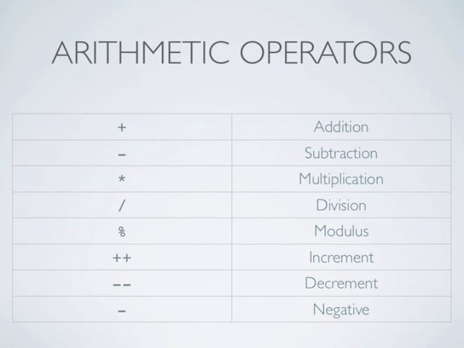The last three, the plus plus, the minus minus, and the single minus sign, are all unary operators. They only take one operand. The plus plus is the increment operator. It basically adds 1 to whatever its operand is. The minus minus is the decrement operator. It subtracts 1 from whatever its operand is. And of course, the very last one, the single minus sign, is the negative operator. It simply changes the sign of whatever its operand is. So let's go on and look at some different examples of some of the arithmetic operators now.